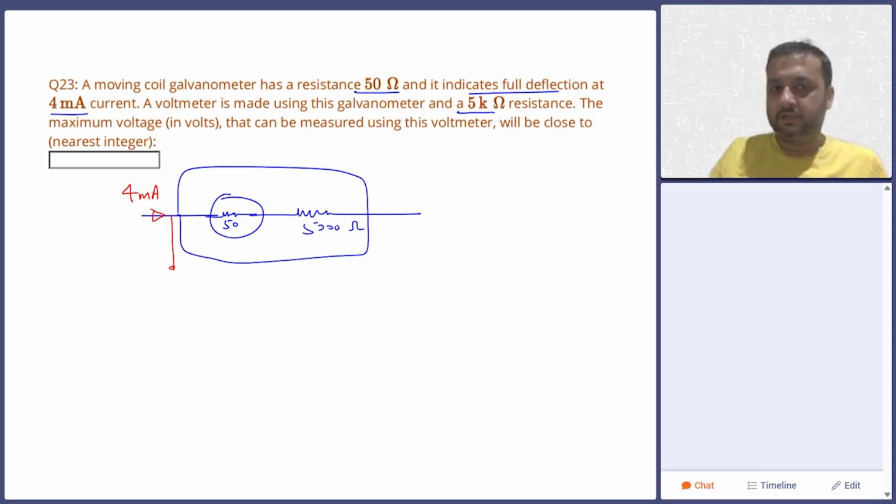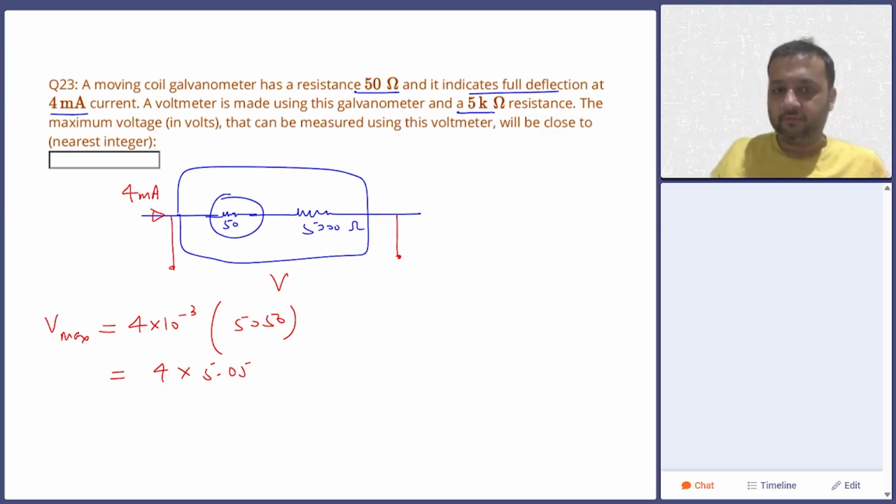So what is the maximum voltage across this voltmeter? Okay, so this is V, which is the value of V max. Very simple. When the maximum current enters, you will get the value of V max, and the maximum current is 4 milliampere. So 4 into 10 to the power minus 3 into total resistance, which is 5050. So this becomes 4 into 5.05, which is 20.20. Since we have to find the integer, the answer will be 20 only.